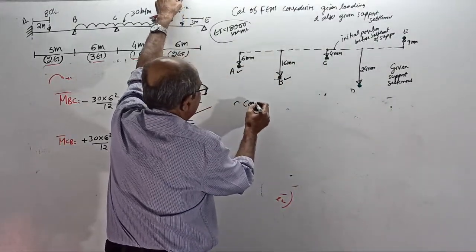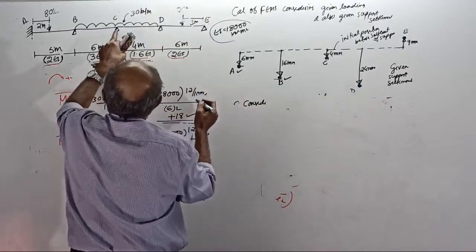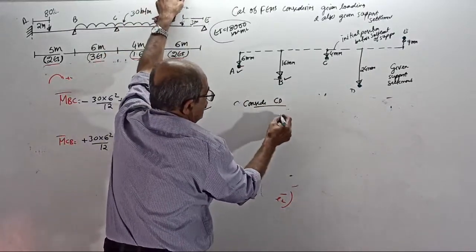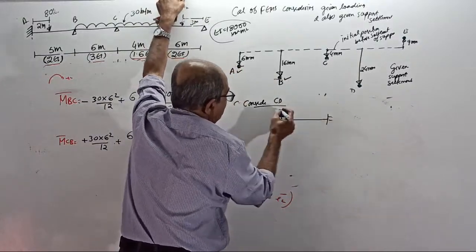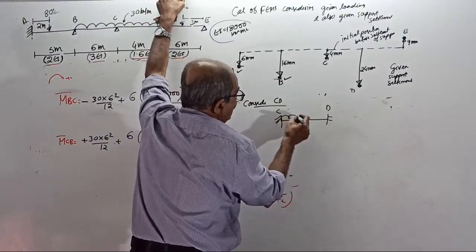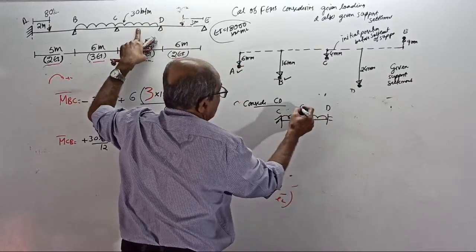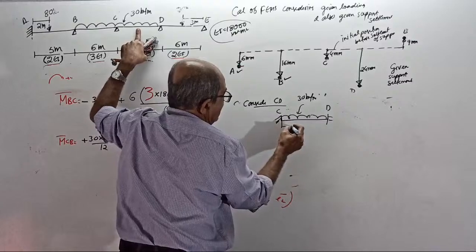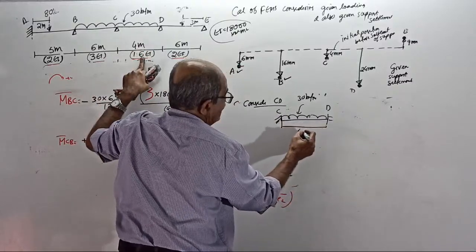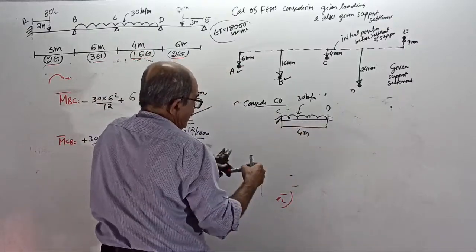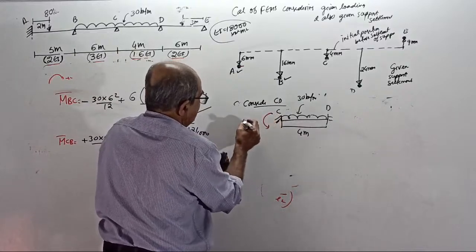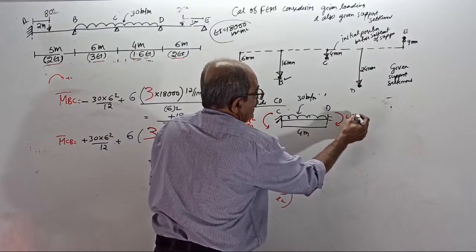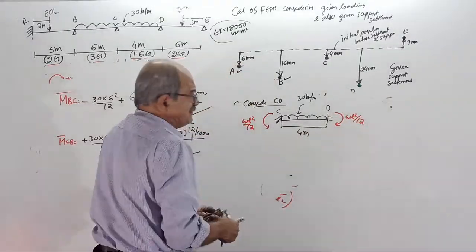Consider CD. Okay. See. First loading. UDL is there once again. This is C, this is D. UDL of once again 30 kilonewton per meter. Span is 4 meter. Okay. See here, FEM anti-clockwise, WL square by 12, clockwise, WL square by 12. This is usual. I am not explaining.